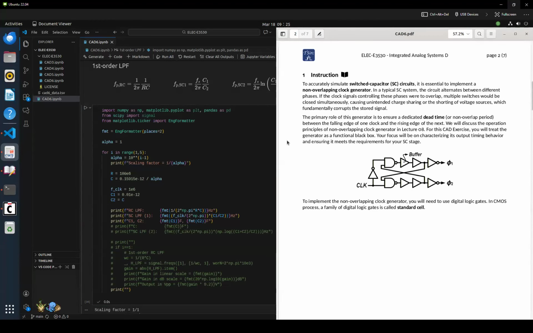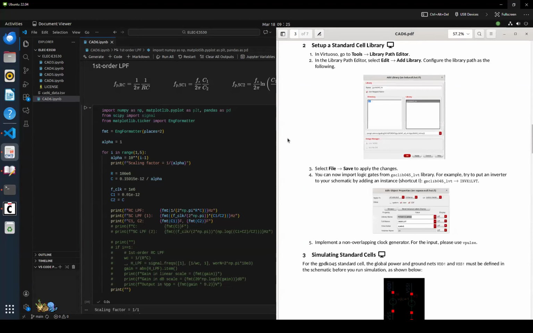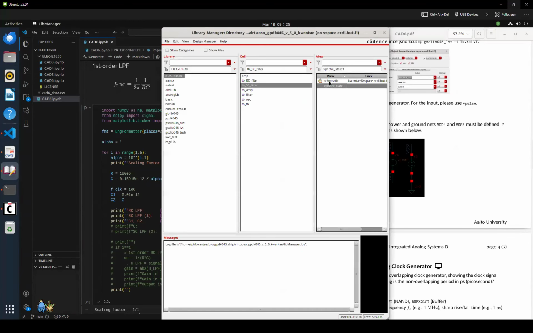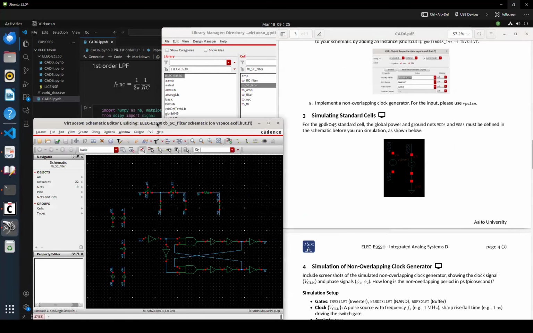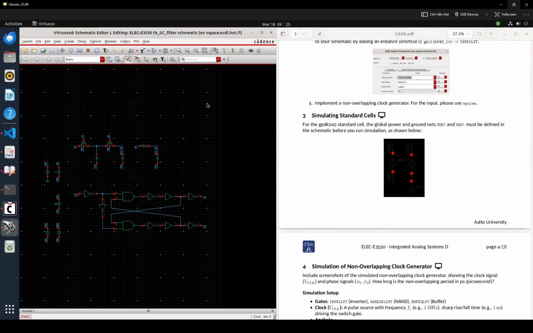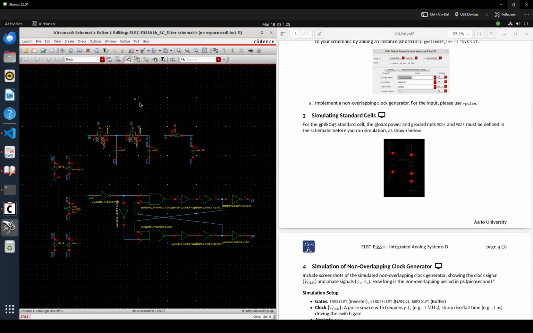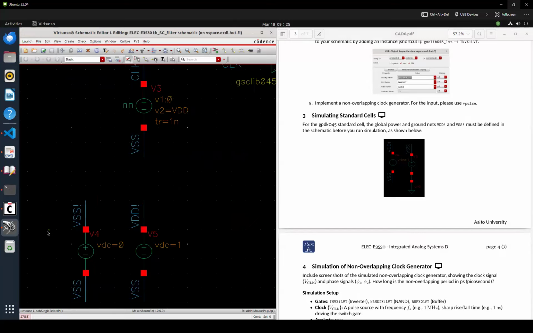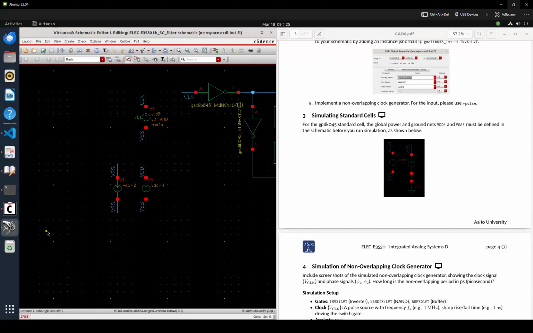So this is the instruction of the non-overlapping clock generator, right? We also use the standard cell to build this non-overlapping clock generator, and we also set the simulation setup for standard cells. If you press F11, then you can hide this left navigator. Anyway, we set up like this, but it is only applicable for this PDK, GPDK45.